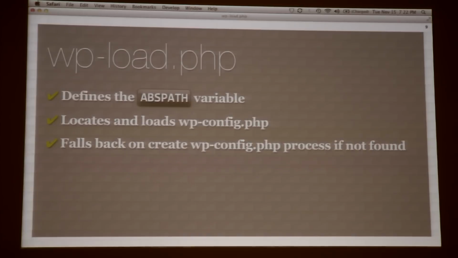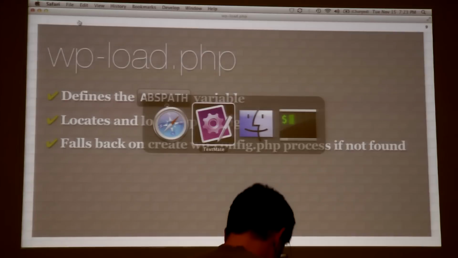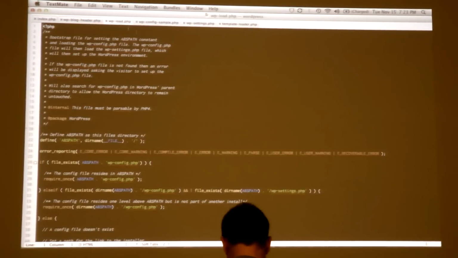WP load. It's got two jobs, because the last two go hand in hand. It starts by defining your ABSPATH variable, which will always point to the root directory of your WordPress site. It then locates and loads, by using PHP's require function, your WP config file. If it cannot find your WP config file, it falls back on code that will redirect you to a page. Some of you may have already seen it. A page that says you have no config file, please create one. And we can see that being done here.